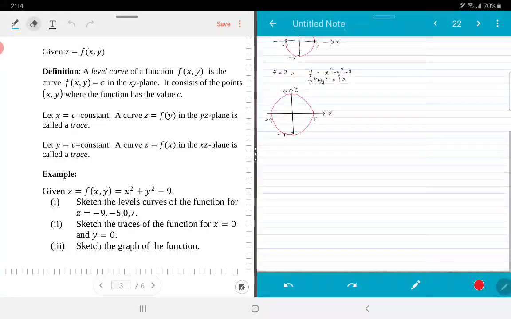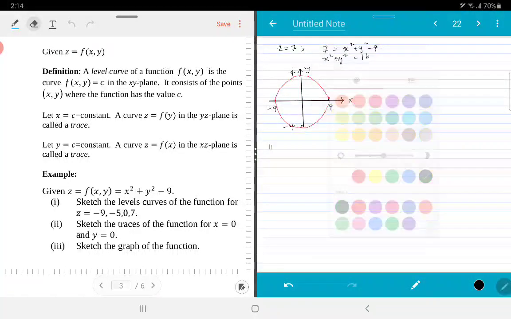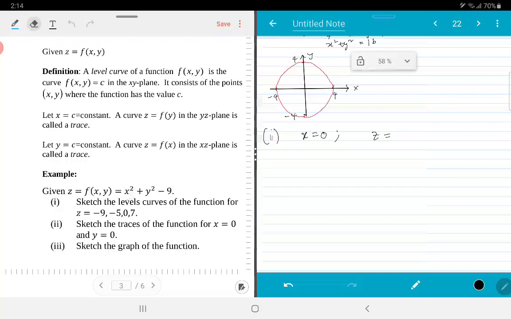Okay, now the second part of the question is finding the traces. The trace here is for x equals 0 and y equals 0, so we should have 2 traces. Now the first one, x equals 0. When x is 0, replace x here with 0 in our equation. Then the equation now would be z is equal to 0 plus y squared minus 9. Rearrange the equation, we get z equals y squared minus 9, which is really an equation of a parabola.